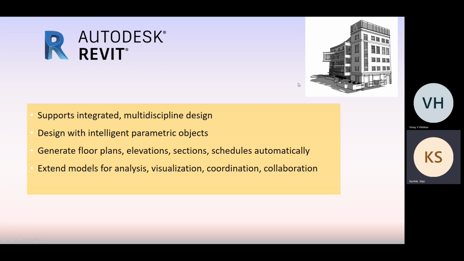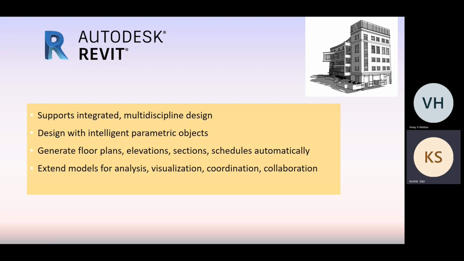So it's a combination of all the disciplines. And also the process of designing is intelligent and parametric based. So if you want to place a wall, say the wall has properties automatically built into Revit. So you have to just take the command and draw the wall. The wall will be there.